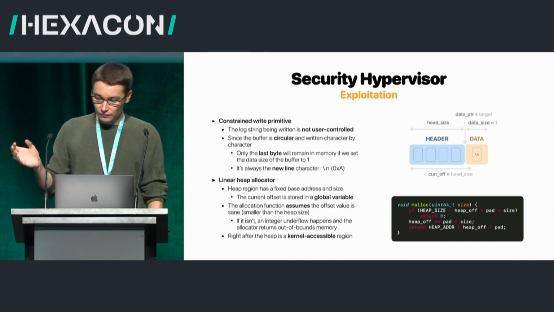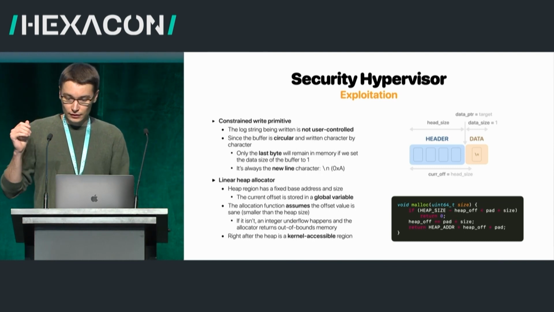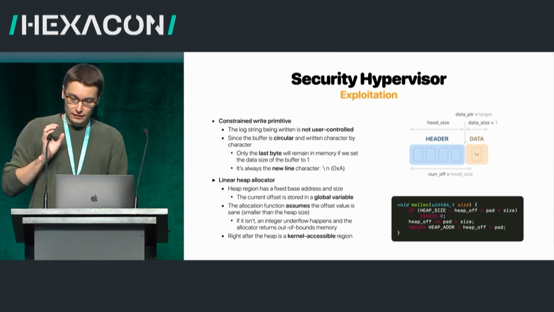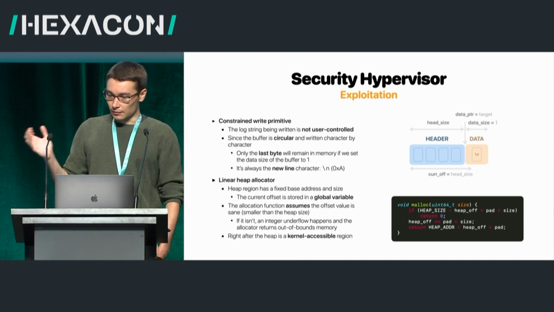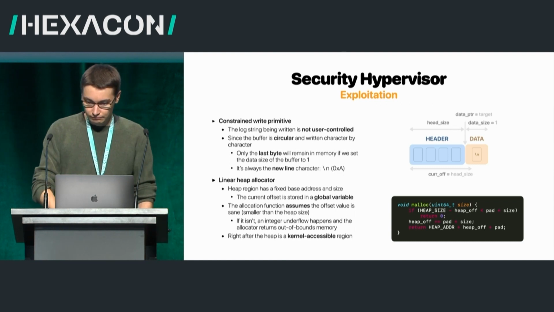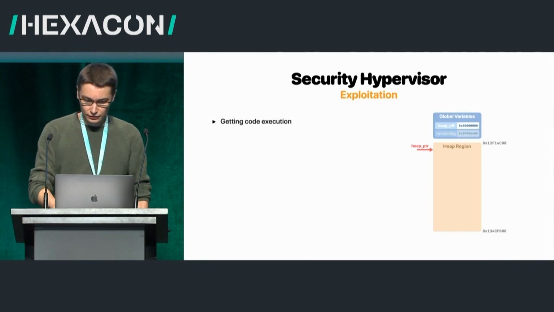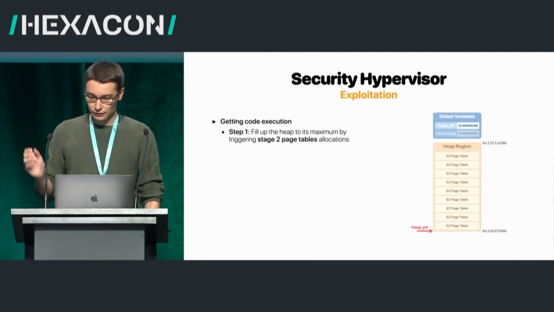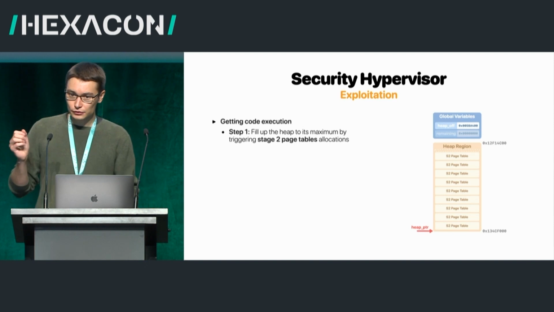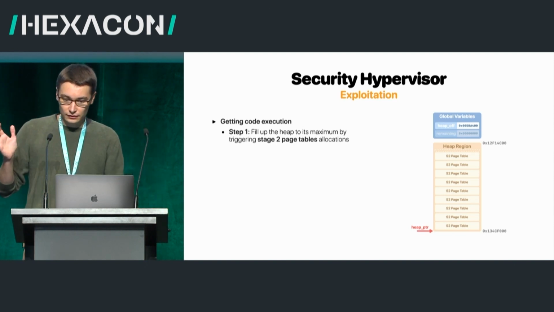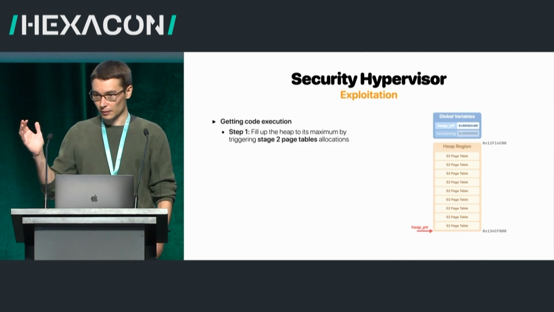And thankfully, the memory that immediately follows the heap region is both mapped in the hypervisor and also accessible to the kernel, and that is because that's actually the log buffer. So what we did to exploit this and get code execution is that we start by filling up the heap with some stage 2 page table allocations. And this is done by asking the hypervisor to protect non-existing physical memory ranges.